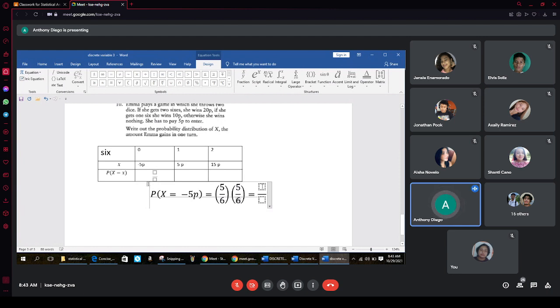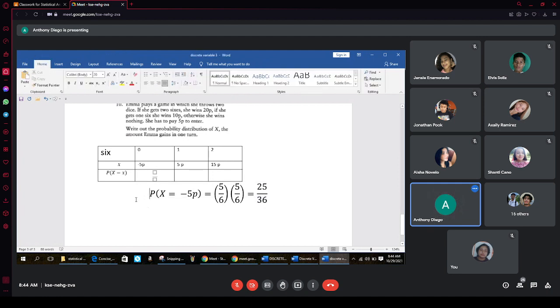So our answer there will be what? 25 over, are you hearing me? Yes, sir. But I see everybody is mute. 25 over 36. So that is the probability of getting nothing, because you're losing your 5 pence.